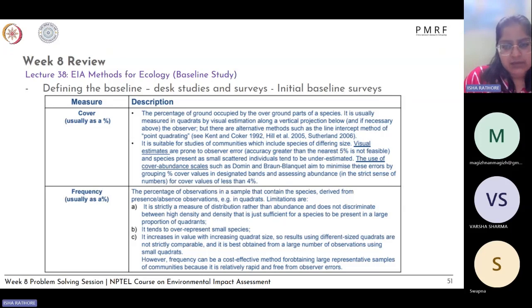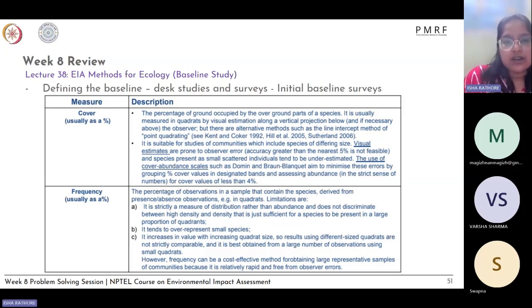Then frequency is the percentage of observations in the sample that contain the species as determined by their presence or absence. And again, this is done in quadrants. So you divide the site in four parts, each a quadrant, and you basically measure how much distribution is there, high density, low density, different species. And one negative associated with this is that it tends to overestimate or overrepresent smaller species. So again, you can read about them more in detail, but these are the four methods for measuring the species on the site.